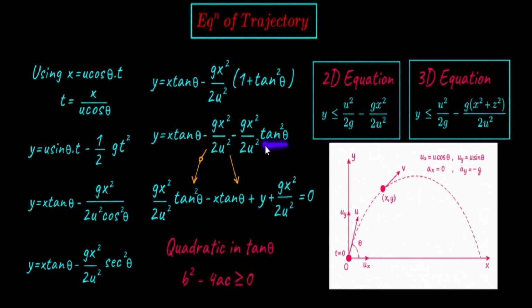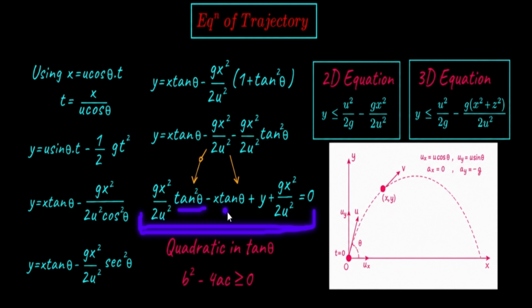Look at this equation carefully. The variable that is changing from one trajectory to another is the angle theta. And in this equation, theta appears only in the form of tan theta. So if I write t equals tan theta, then this equation becomes quadratic in t. And that is exactly what I have done in the next section.